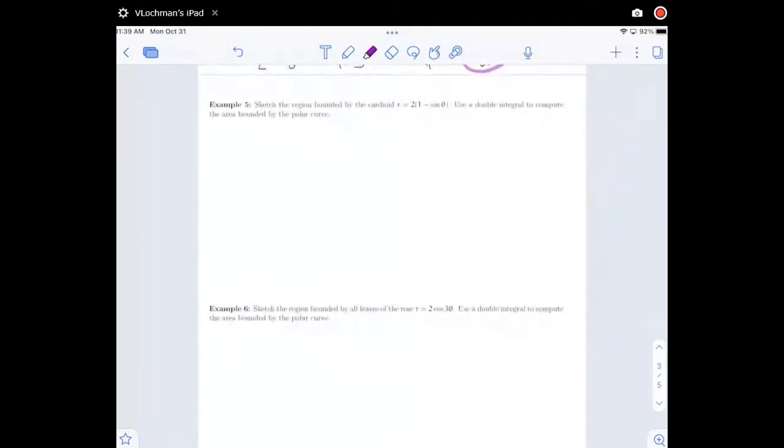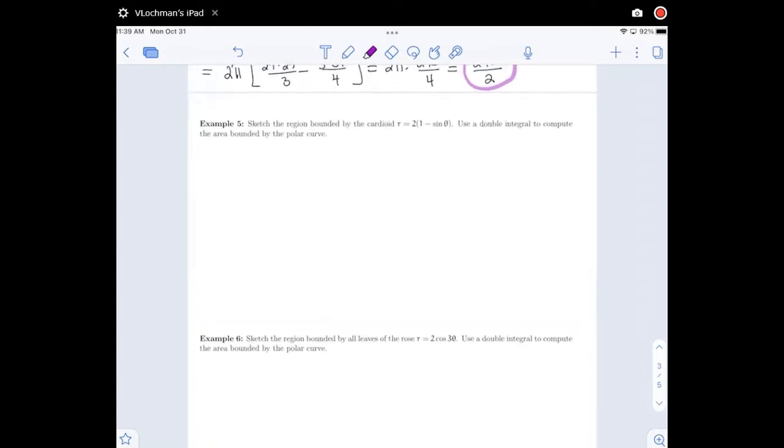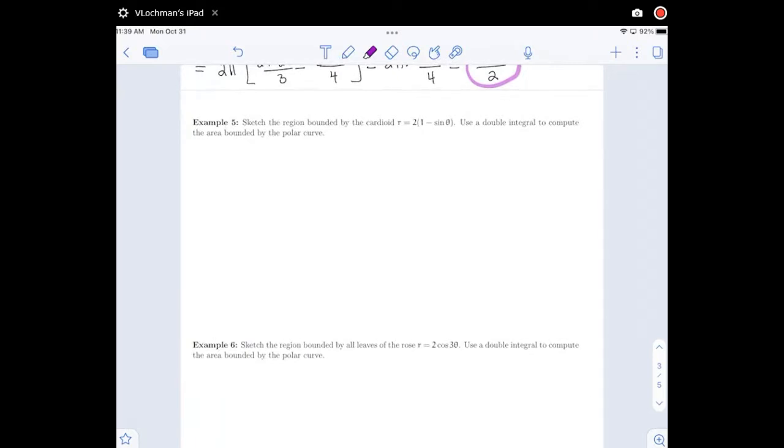So now these last two problems will be dealing with the area of the region. How do we compute the area of the region, but using a double integral? Okay. So the first problem says sketch the region bounded by the cardioid. Yes, you would use graphing utilities here. Use Desmos. We don't need to do this by hand. Then use a double integral to compute the area bounded by this curve.